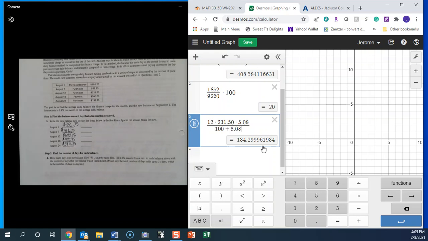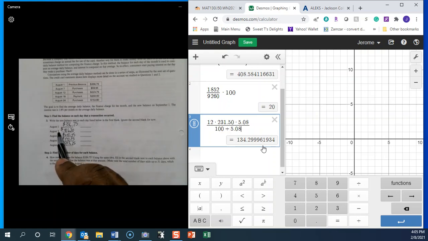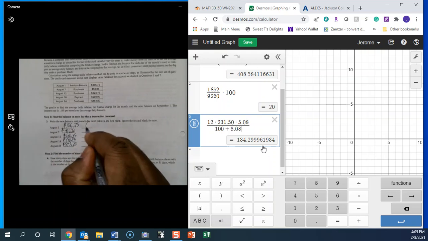Now, it says find how many days was the balance $356.75. Okay, if you go from the 1st to the 7th, you would not count the 7th. So it'll be basically from the 1st to the 6th. So then that'll be 6 days.